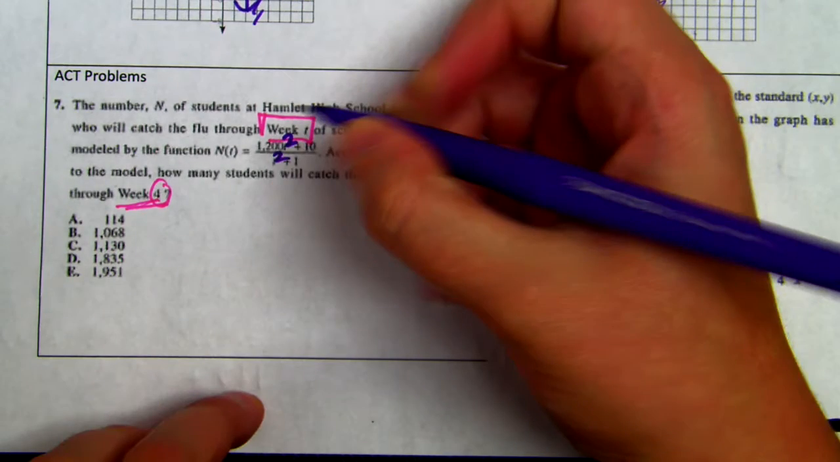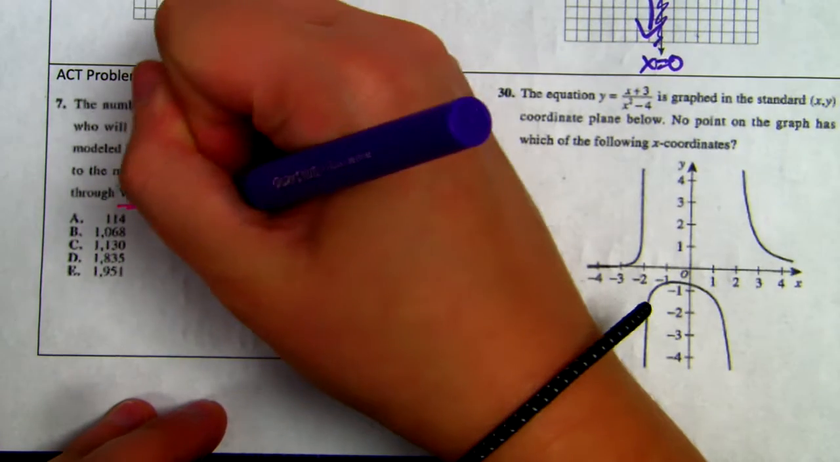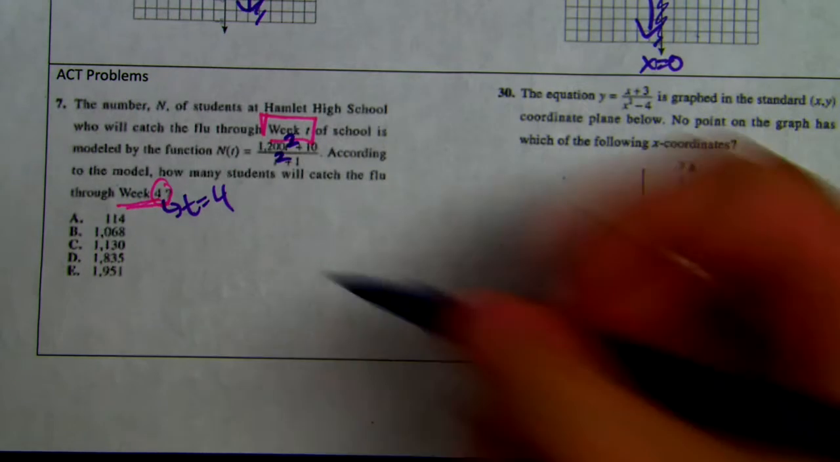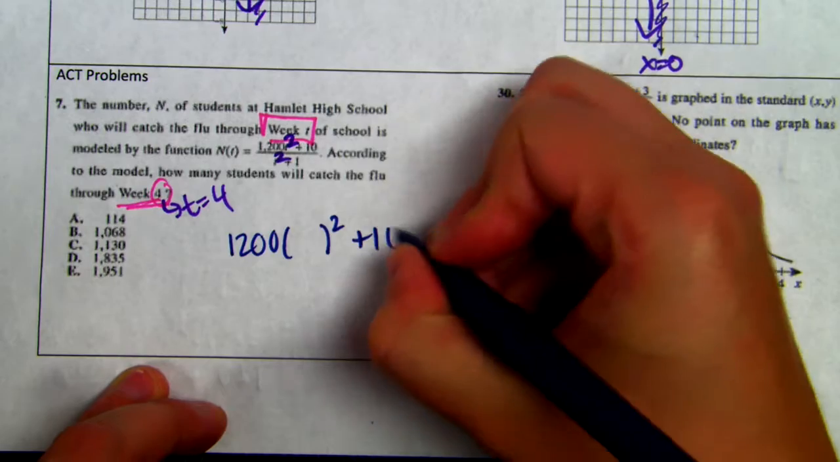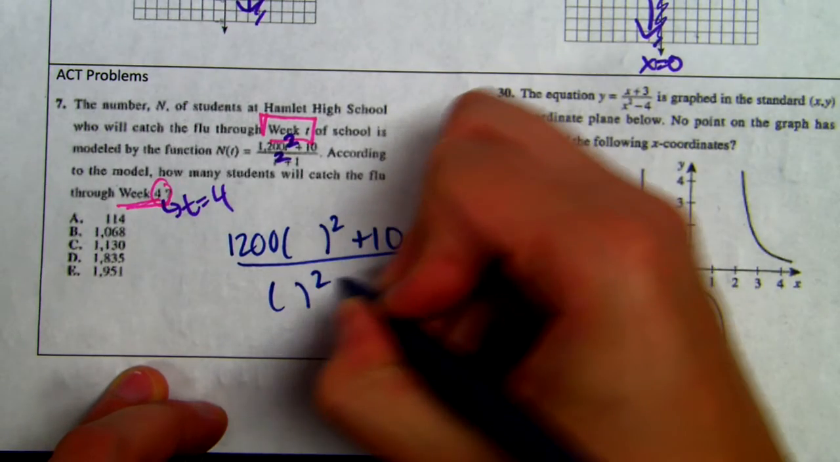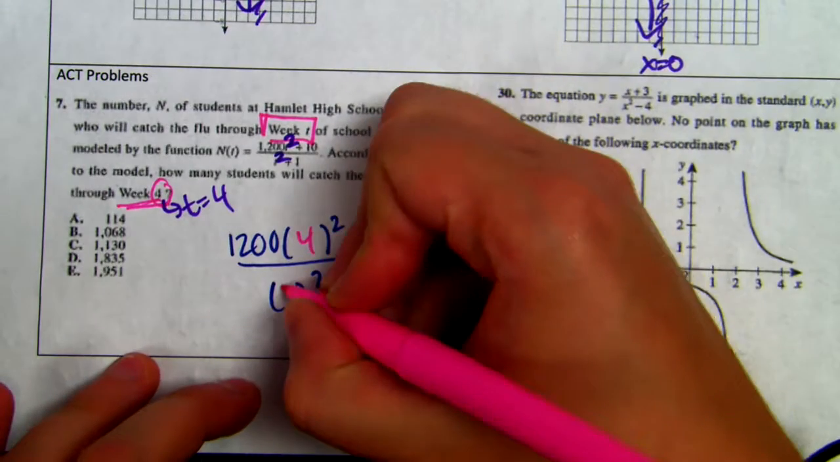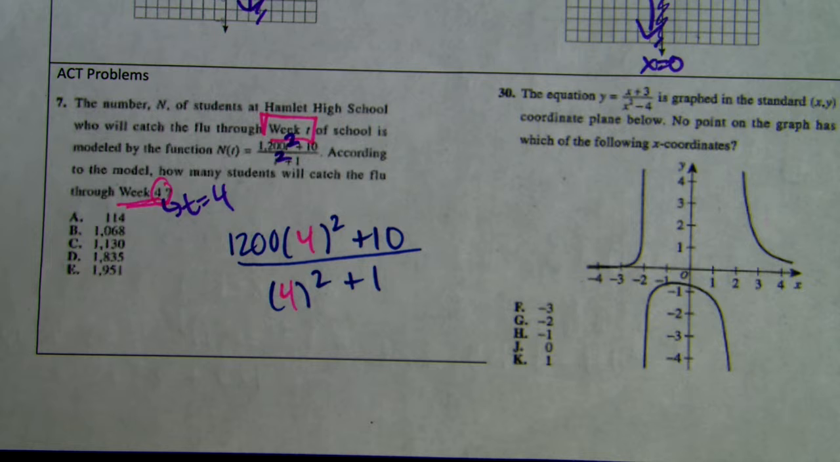So once again, I already boxed off week 4 because we know that t is in terms of weeks, which is pretty exciting. And now we have to plug and chug pretty much. So we know that t is going to equal 4. Let me set this up. We have 1,200 t squared plus 10 over t squared plus 1. t is going to equal 4, like I circled. I'll fill it in like this. You don't have to leave blanks like that. I just thought it made more sense for my color coding, but it's completely up to you.